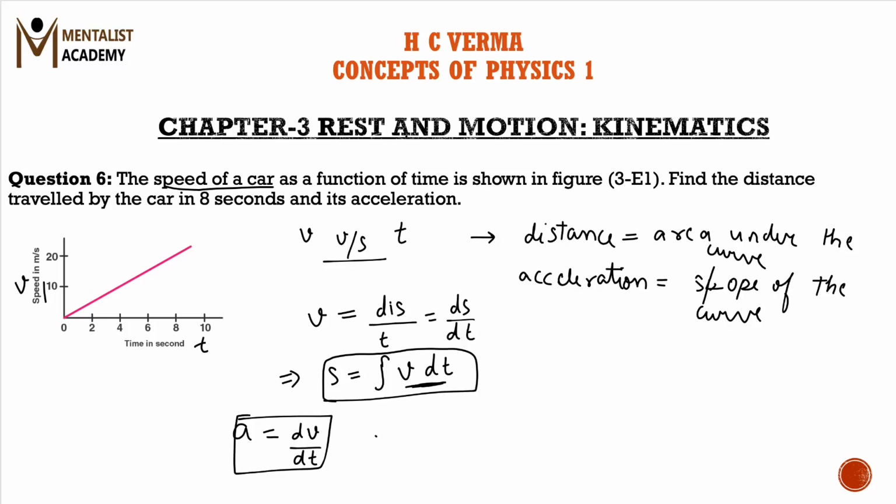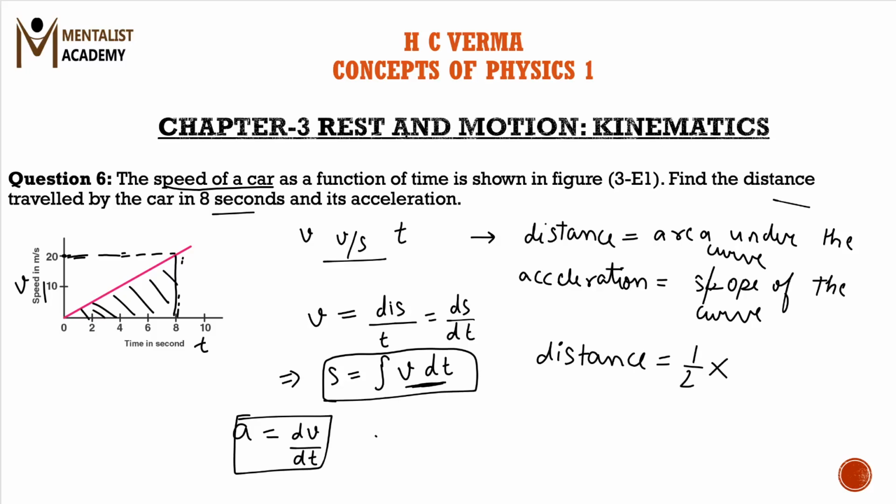Now the first part, we have to find the distance in 8 seconds. If we look at the curve at 8 seconds, we can see that the velocity at 8 seconds is 20 meter per second. Now to find the area under this graph, it would be equal to the area of this triangle, and the area of the triangle would be equal to half into base into height.